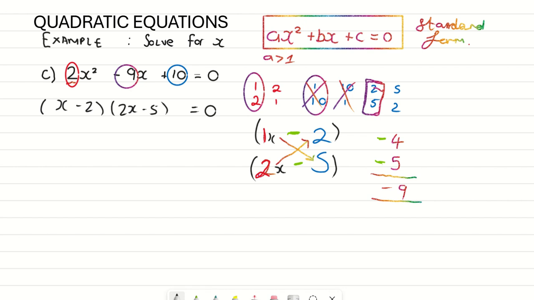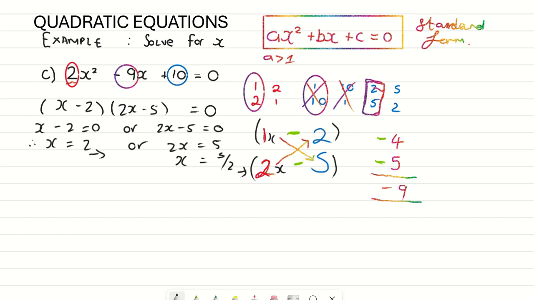Now from here, we can get our set of answers. So the first solution is x minus 2 equal to 0, or 2x minus 5 equal to 0. And this is what we solve. So therefore, x is equal to 2, or 2x is equal to 5. We simplify that down to get x is equal to 5 over 2. And those are your two answers.